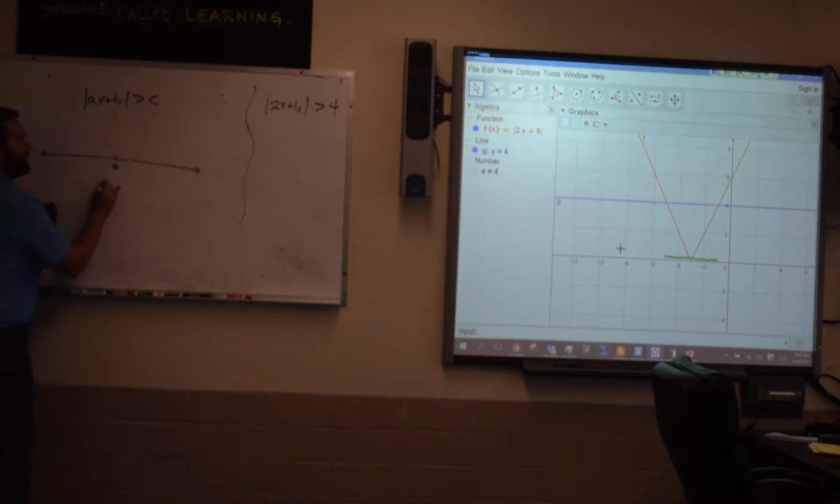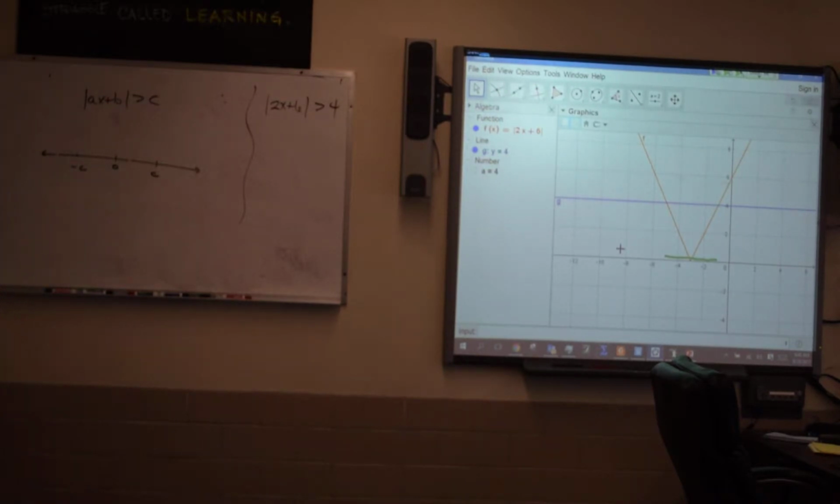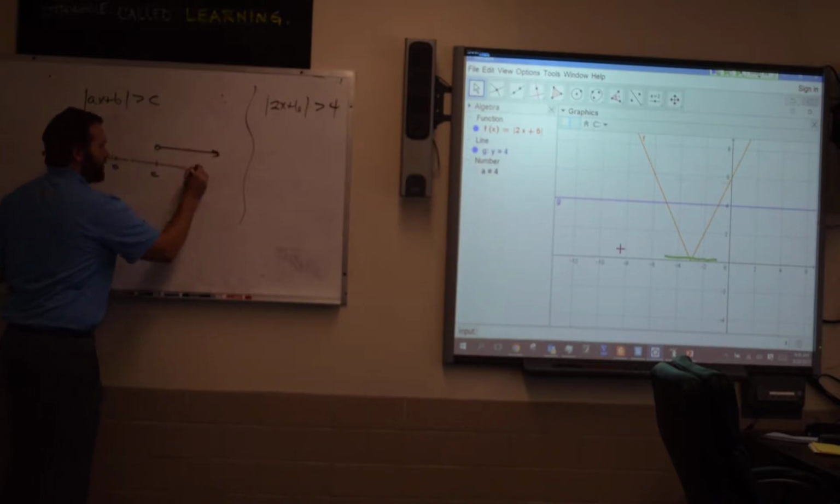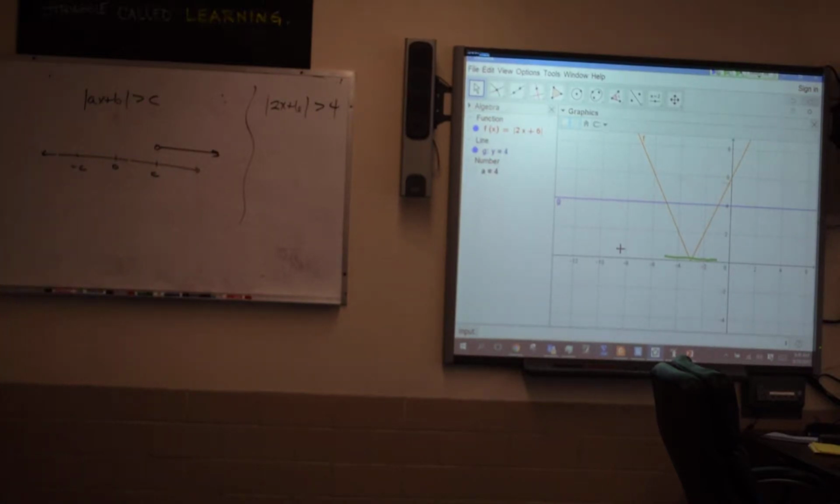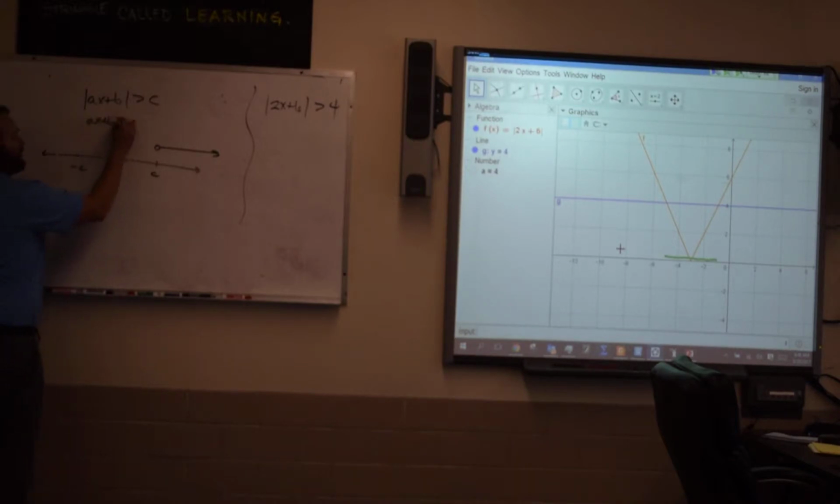If I start, zero is here, let's say c is there, let's say -c is there. If ax plus b is greater than c units from 0, I'd be looking at something that looks like that, right? Okay? Ax plus b is greater than c units from 0. And finding that set of solutions would just be taking ax plus b greater than c and solving that inequality. But if I'm over here, isn't that distance there greater than c units away from 0 as well? Yeah. Okay? So we'd actually have to figure out how we can incorporate those.